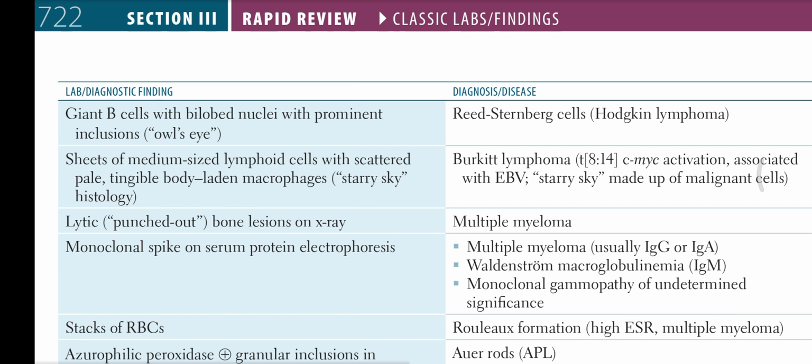Giant B cells with bilobed nuclei with prominent inclusions, that is owl's eye, Reed-Sternberg cell, Hodgkin's lymphoma. Thank you.